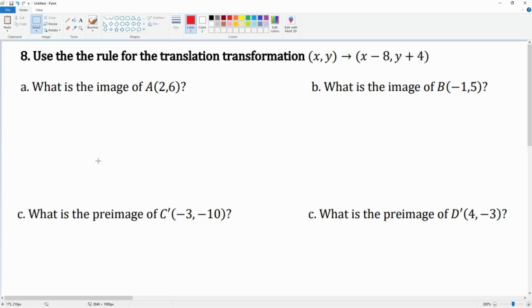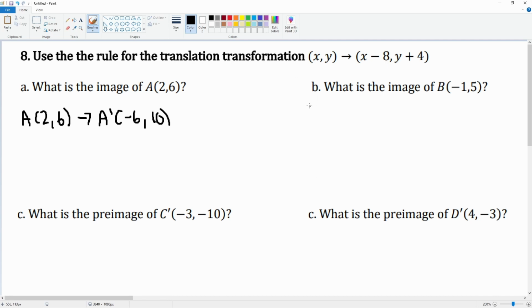Number 8, you're going to use the rule for the translation transformation, x minus 8 and y plus 4. So we have, what is the image of this point? So here we have the pre-image points. A was 2 comma 6. It's going to undergo a transformation to produce its prime points. 2 is going to be minus 8. We know that as negative 6. And the 6 plus 4, we know that as 10. So A prime would be that.